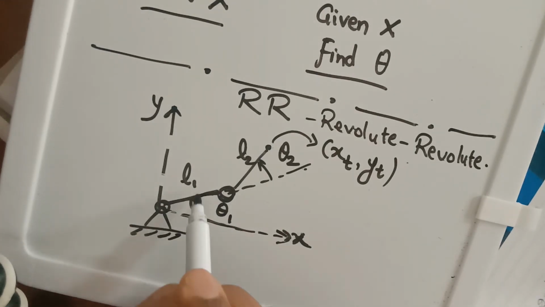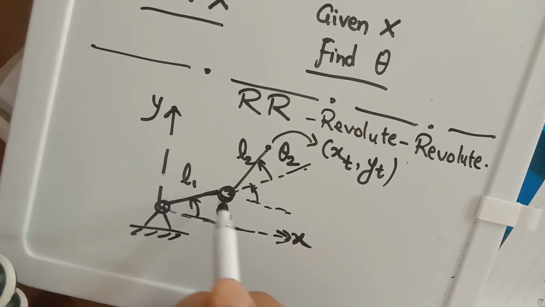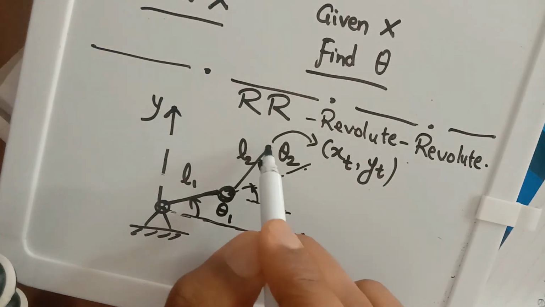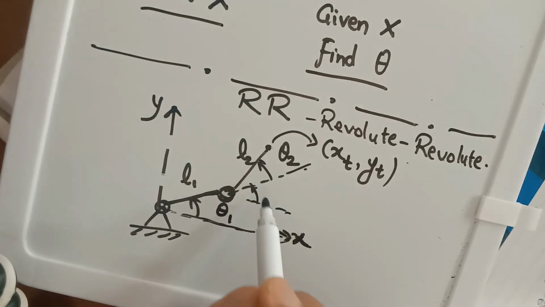The x coordinate will be the projection of L1 in the x direction plus the projection of L2 in the x direction, right? So it is L1 cos theta 1 plus L2 cos(theta 1 plus theta 2), right? Similarly, the y coordinate, this height, will be L1 sin theta 1 plus L2 sin(theta 1 plus theta 2). So that is a simple answer to it.